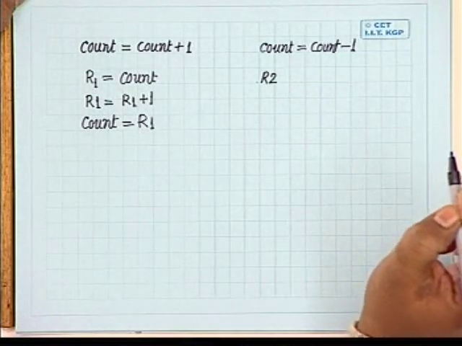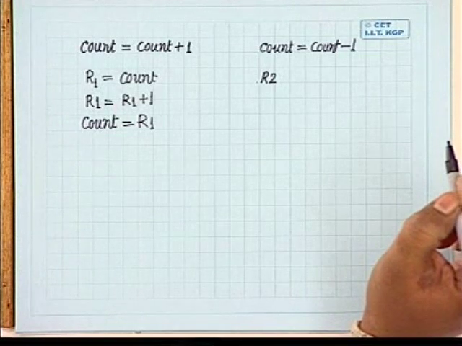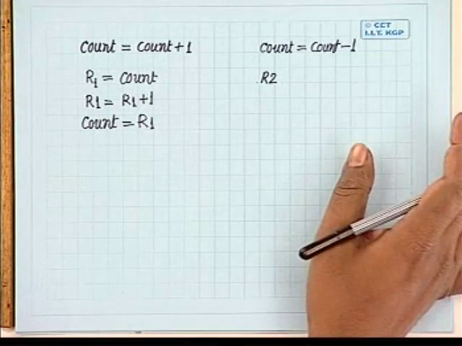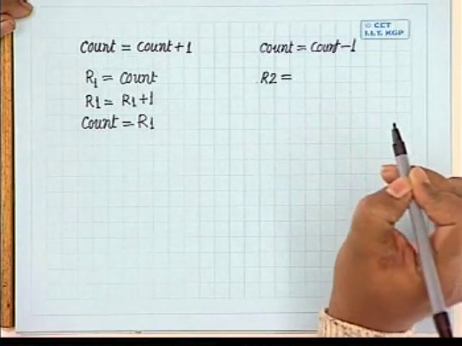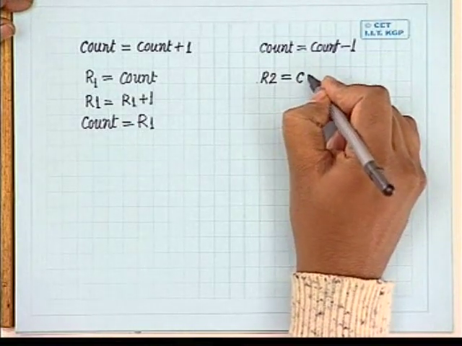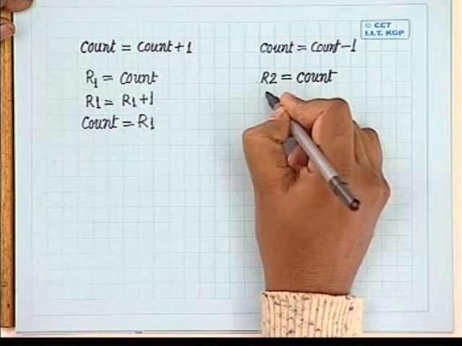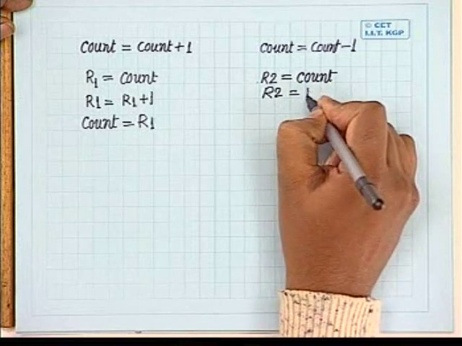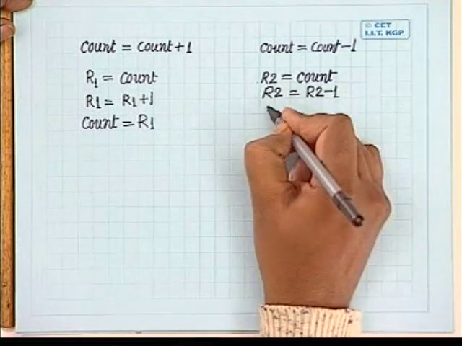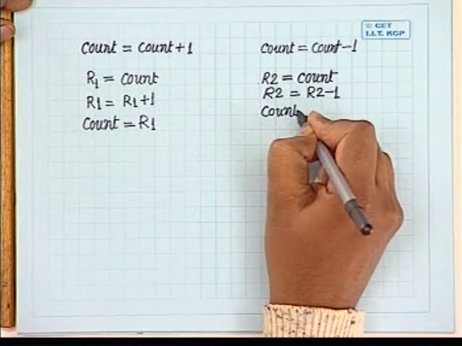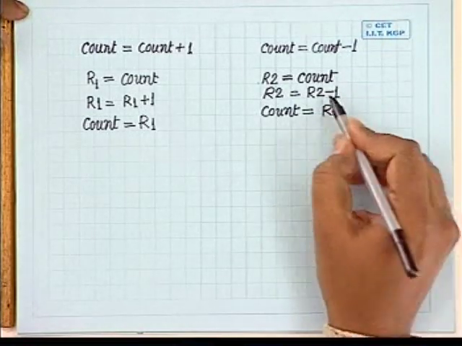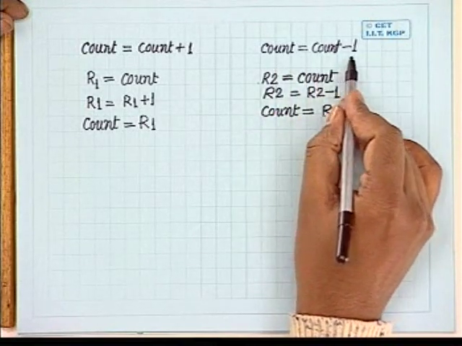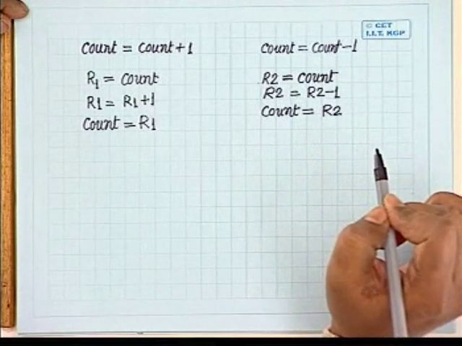Now let us assume that register R2 of the CPU will be used for decrementation purpose. Now R2 and R1 may be the same. Okay, they may be the same registers used by two different processes at two different instants of time. But there is no harm if I assume R2 to be different from R1. So the operations that will be performed are R2 equal to count, then R2 is decremented by 1, and finally this decremented value of R2 is written back into the memory location assigned to count. Okay, so these are the three assembly language statements which will be executed in sequence to give you decrementation of variable count by 1.